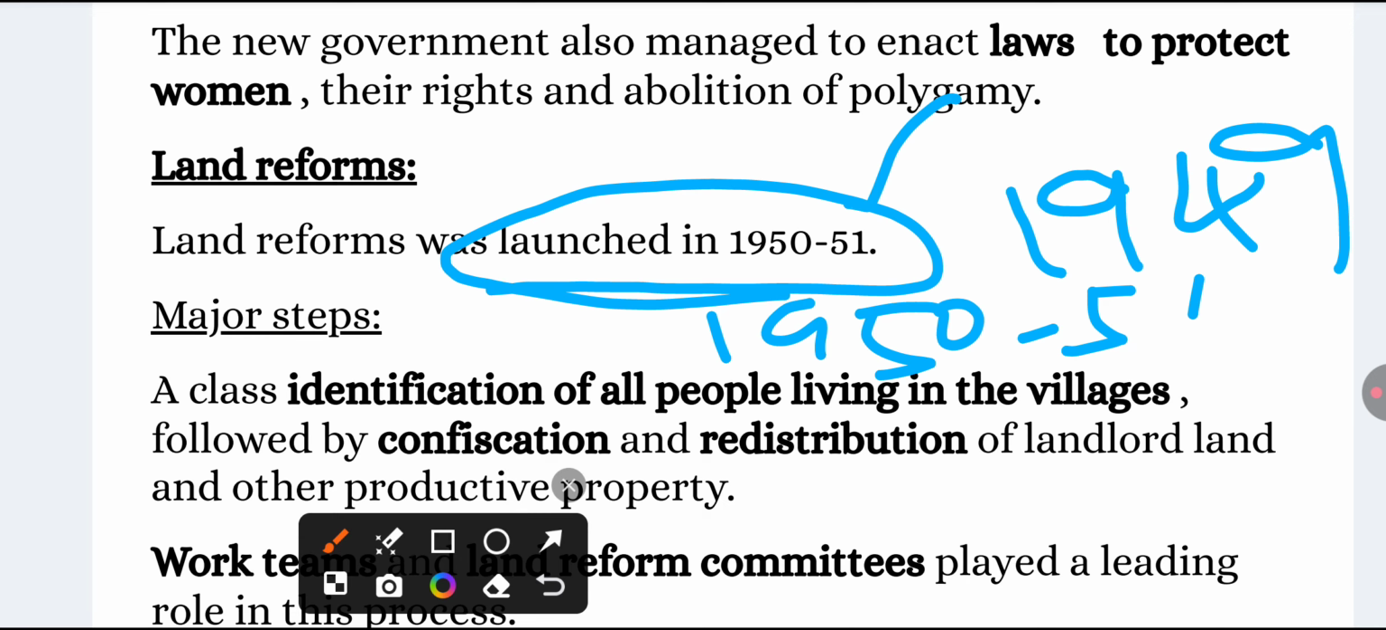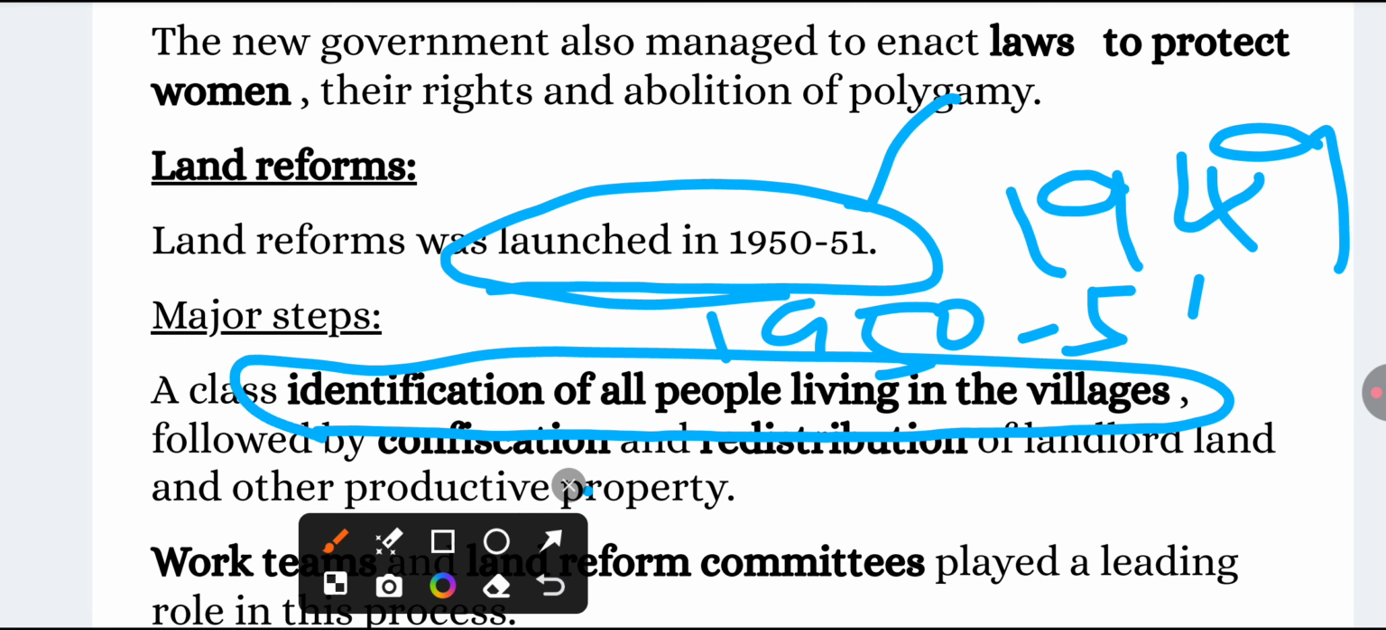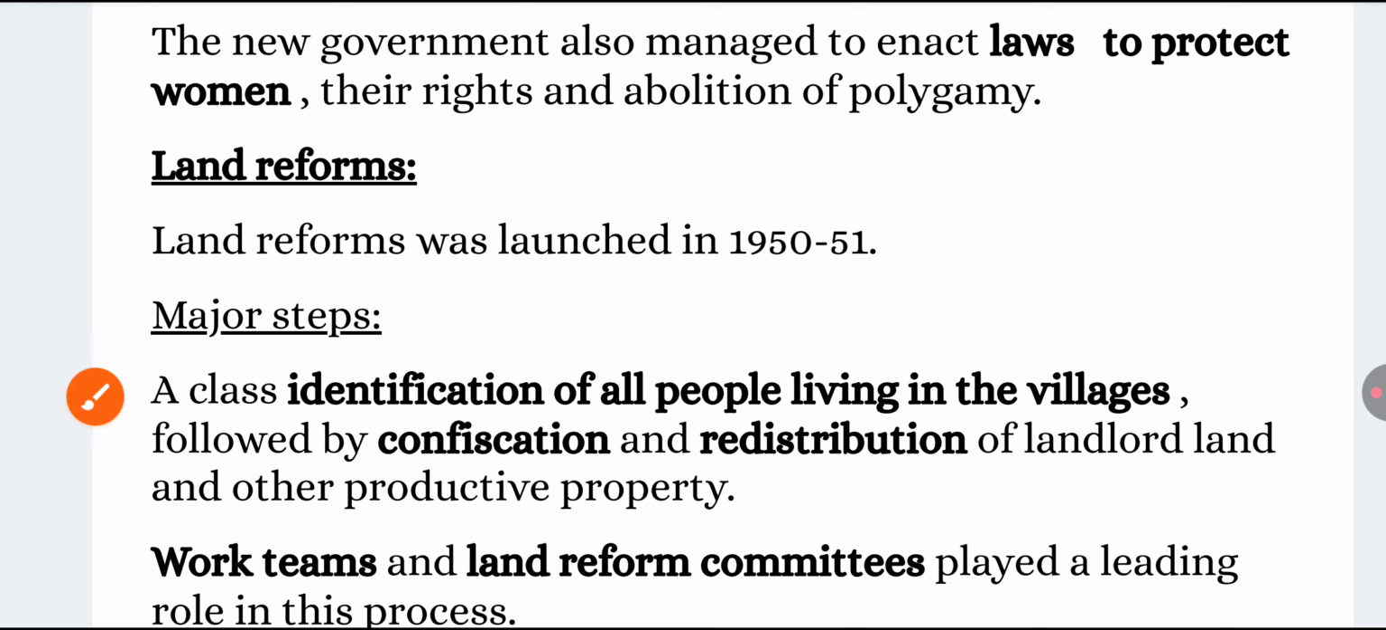Now what are the steps in the land reforms? First of all, the identification of all people living in the villages. What is the first step of land reforms? Identification of all people living in the villages. The government identified the people who have land and the people who do not have land. Which people have more land? The government should identify the people living in the villages. And the next step they follow is confiscation.